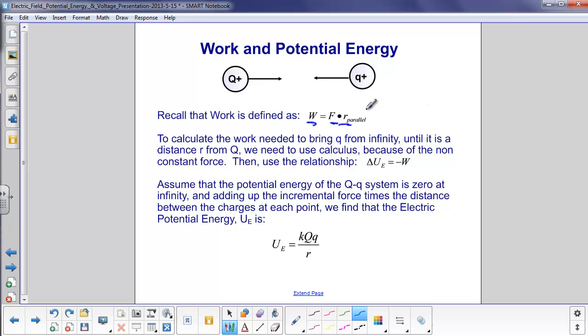We will add up every little bit of force over every little bit of distance, and finally we'll come up with this equation where the potential energy is equal to k, Coulomb's constant, times the big charge times the little charge, divided by r. Notice this is very similar to the electric field equation, but for the electric field equation you had r squared in the denominator. Here we just have r.